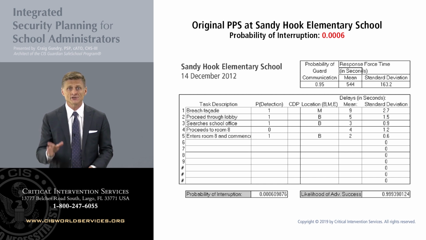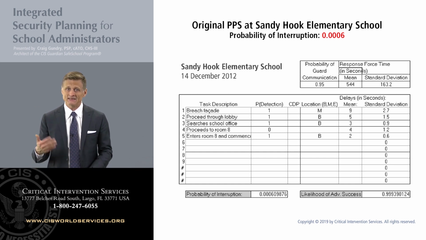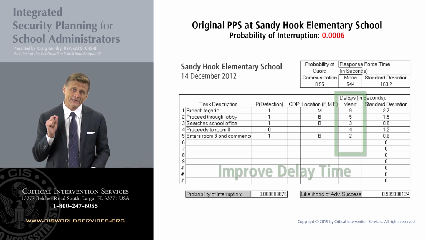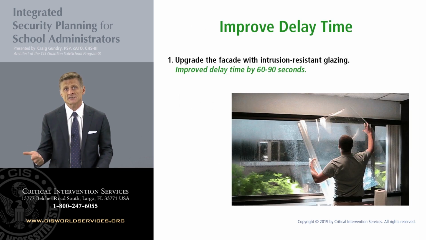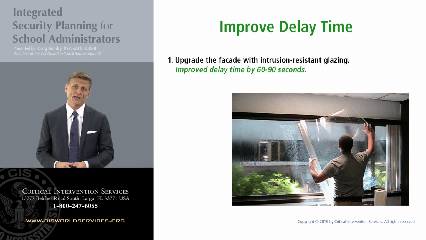Well, first of all, simply looking at the delay times for these various different tasks that Adam Lanza was conducting, these adversary task times, I can see that the total cumulative delay time really doesn't provide much opportunity for that response force at all. So maybe one of the first things I want to do is look at improving delay time. Now, one way we could have maybe done that at Sandy Hook Elementary School was upgrading the exterior facade glazing, those tempered glass windows, with the use of anti-shatter film.